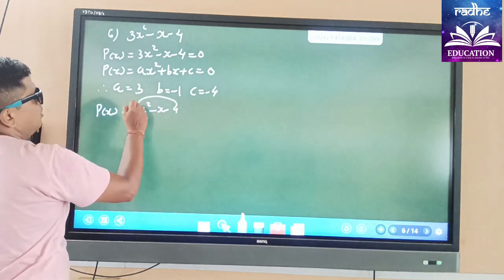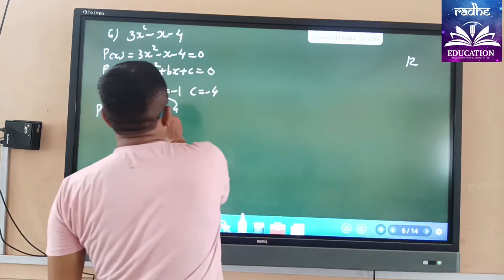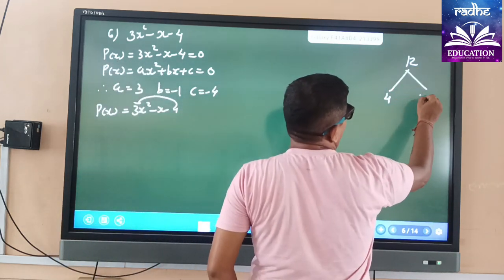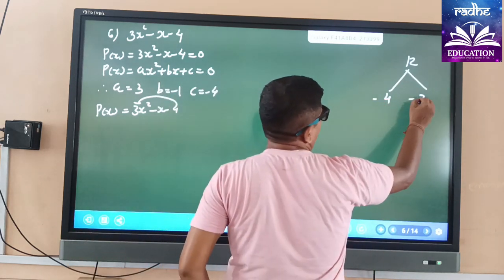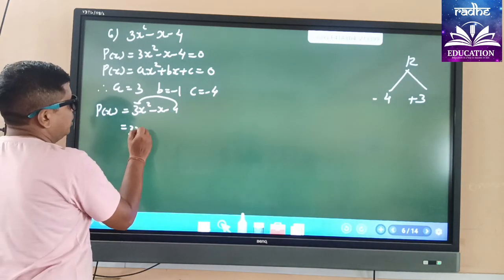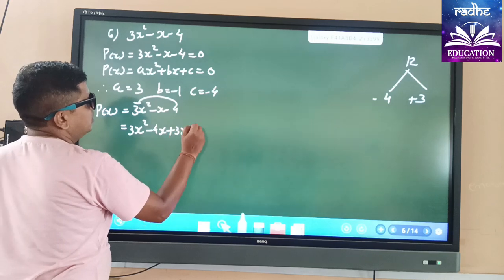First term and last term, 3 4s are 12. And we have to get the factors in such a way that the middle term comes. So we know 4 3s are 12. What is the sign of the middle term? That is minus. So the bigger term we write with minus and the smaller term with plus. The same way we copy here: 3x square minus 4x plus 3x minus 4.